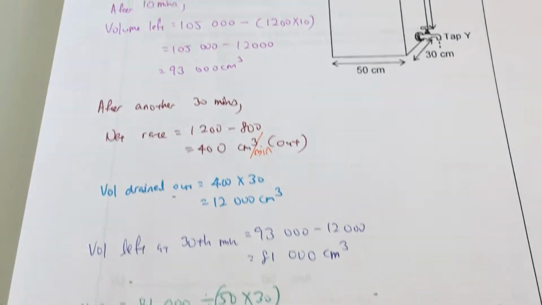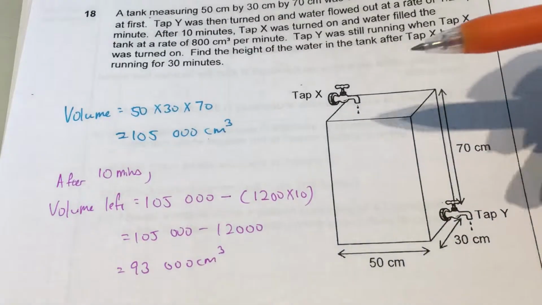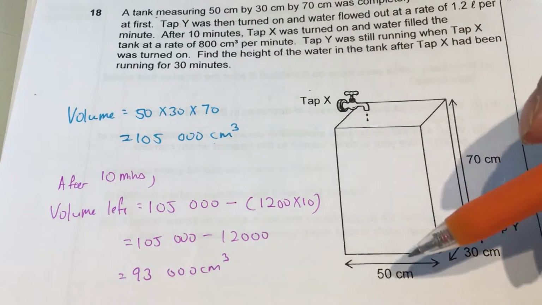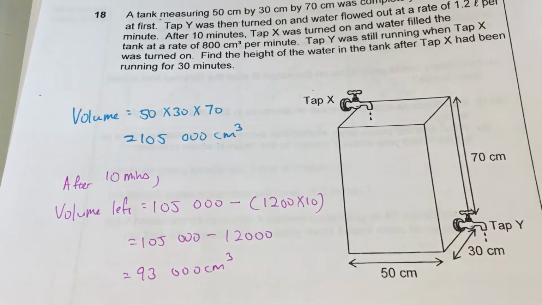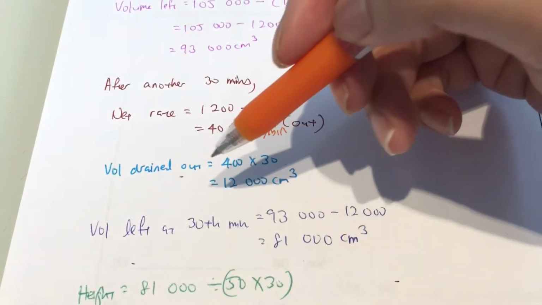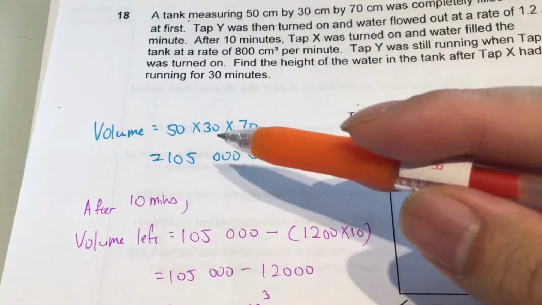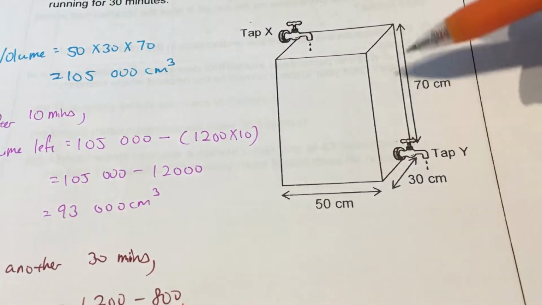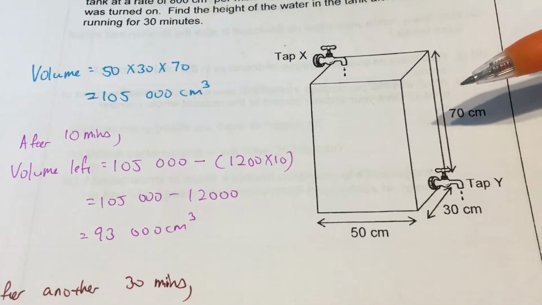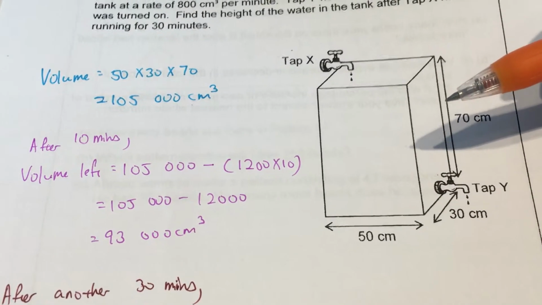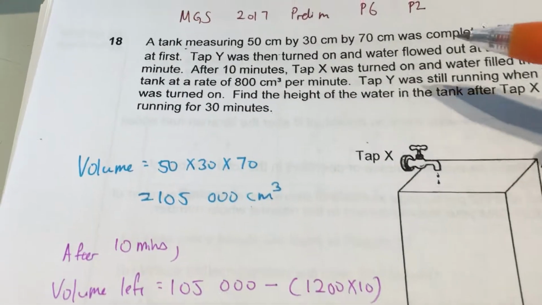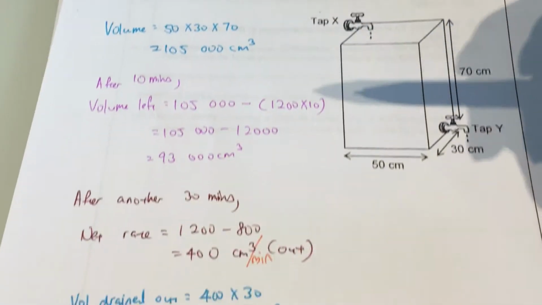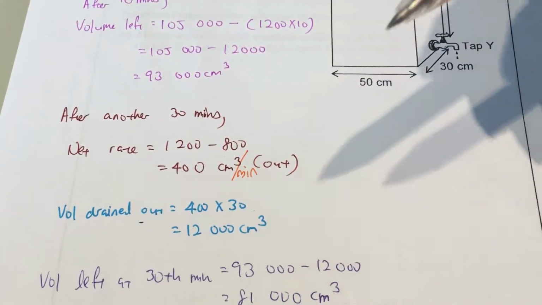So to do a recap, in this case, when you see both taps on, you need to know whether more water is flowing in or more water is flowing out, and you must find the net rate. And basic knowledge of finding the volume of water must be there, which is length times base times height. And then to find how much water is flowing out, depending on the rates of the tap, you take the time times the rate.